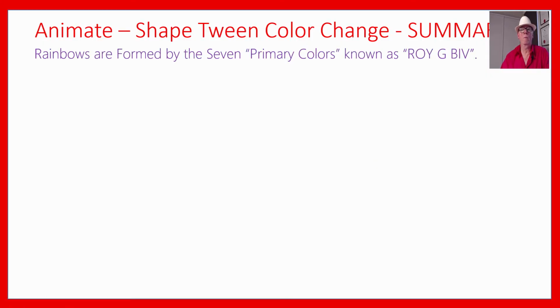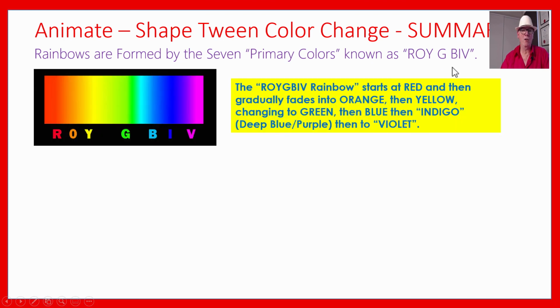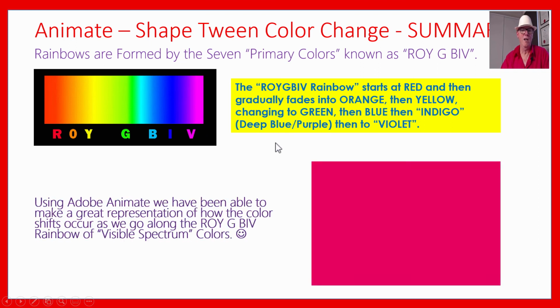So rainbows are formed by the 7 primary colors known as Roy G. Biv. And if you look at a rainbow, you'll notice it's not red and then suddenly orange. It kind of fades into itself. And that's what we've managed to make, a demonstration of the rainbow colors fading through the Roy G. Biv visible light spectrum, as they call it in physics.